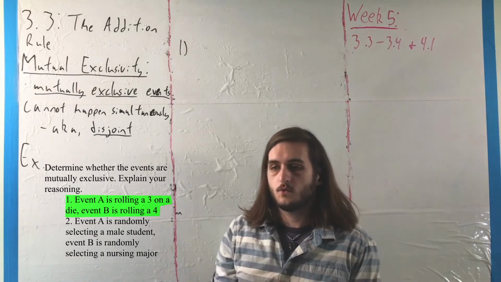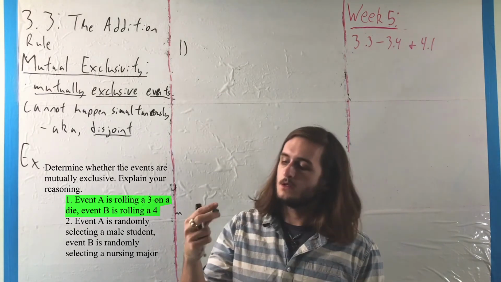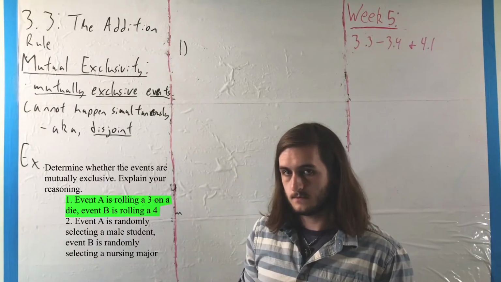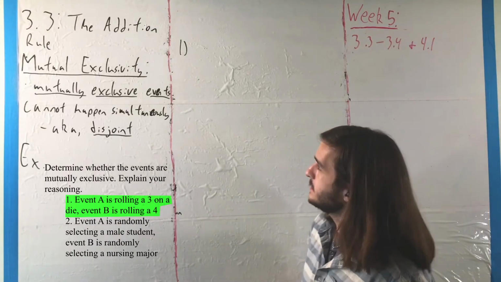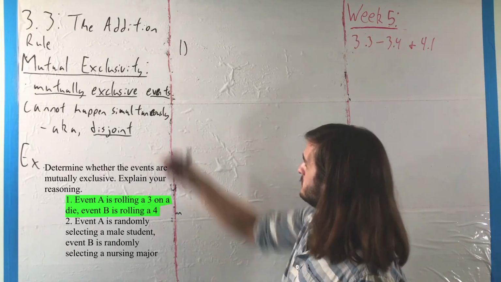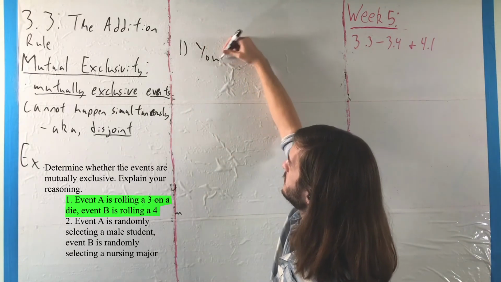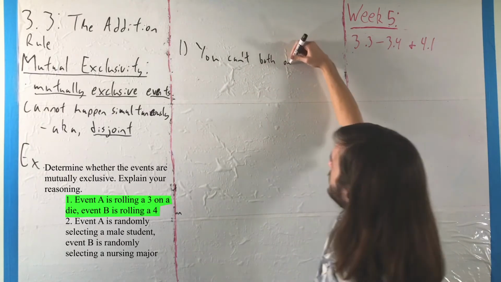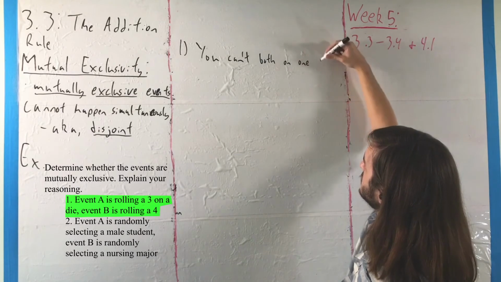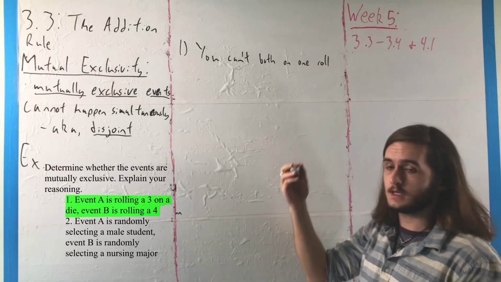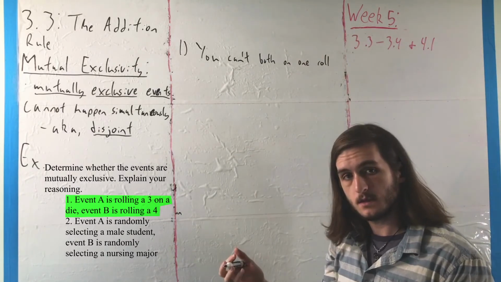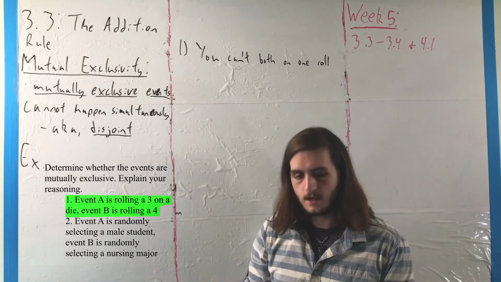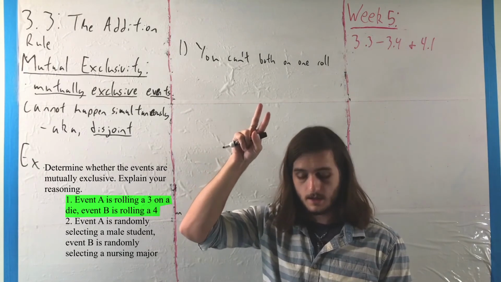if we want to talk about rolling a 3 or a 4 on the die, what we can understand is, well, you can't get both on one roll. We're not, importantly, saying roll the die twice and find the probability of getting a 3 then a 4, or a 4 then a 3. We're saying toss it once and see what happens.